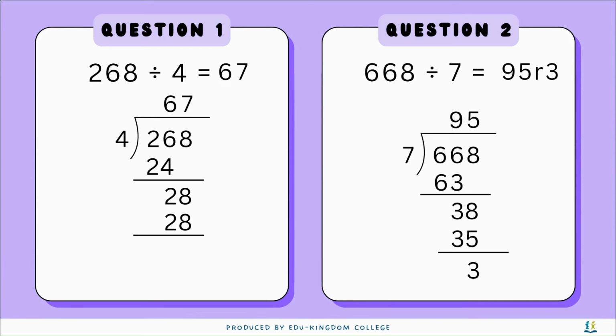Question 2. 668 divided by 7. 6 divided by 7 is just going to give us 0, remainder 6. Jumping straight to 66 divided by 7 will give us 9, remainder 3. Drag the 8 down. 38 divided by 7 is going to give us 5, remainder 3. So the answer for 668 divided by 7 is 95, remainder 3.